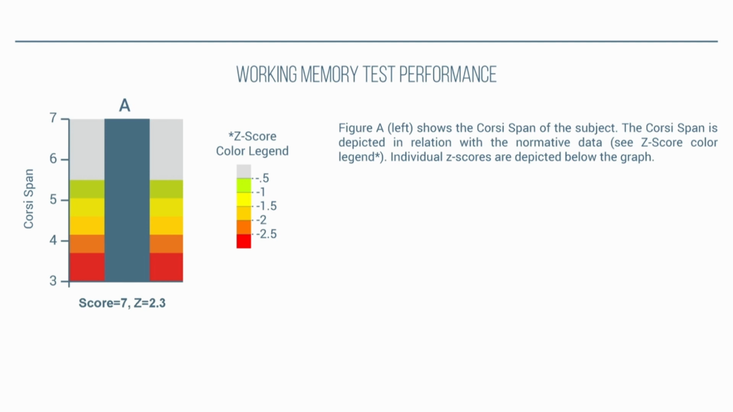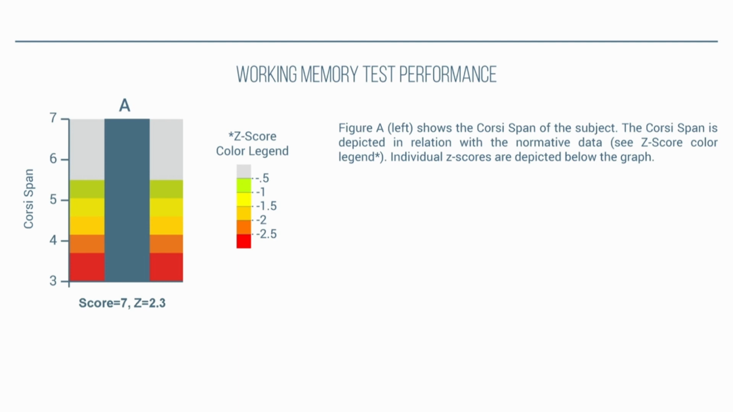In this example, the Corsi span was 7, meaning that the subject was able to reproduce a sequence of 7 blocks at least 2 out of 3 trials. This score corresponds with a z-score of 2.3. In other words, the subject scored 2.3 standard deviations above the norm.